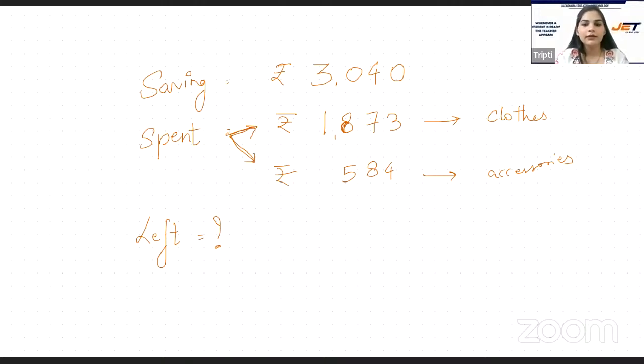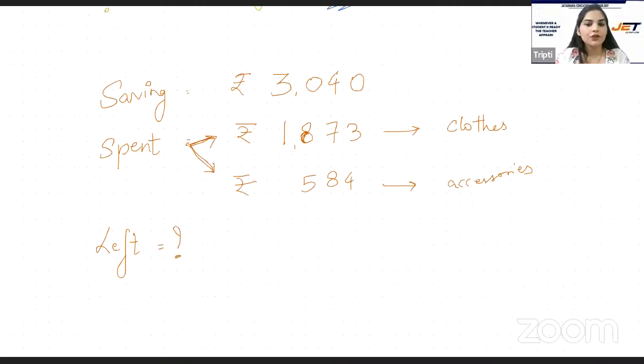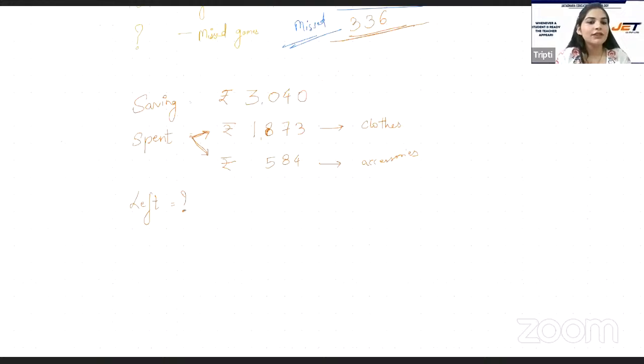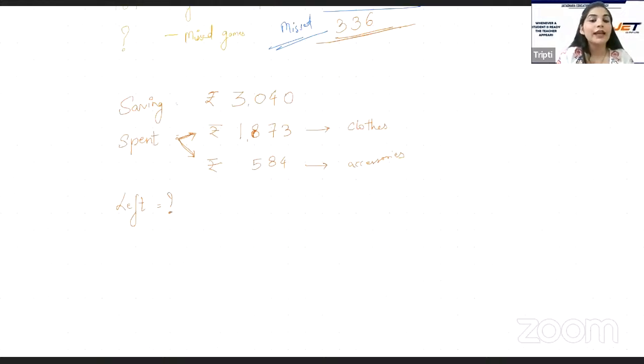I hope it's done. So over here, dear children, my saving was this much. I spent this much. I need to find how much money I still have now. So first I need to know how much I spent.